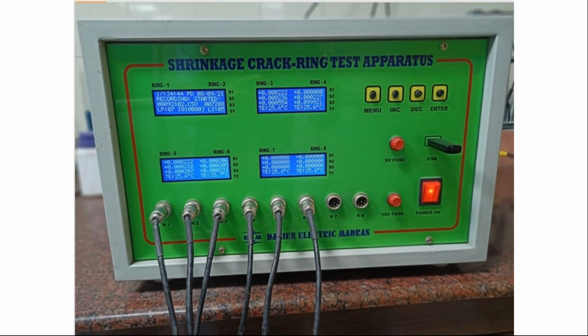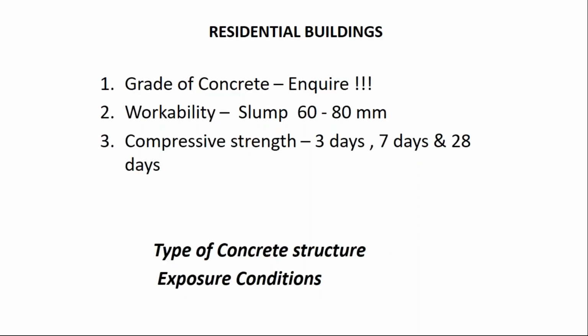So this is the shrinkage ring, crack ring test apparatus. So these are some of the durability tests. You would have seen that when we look at concrete, we are looking at compressive strength, we are looking at workability, we are also looking at durability as the major criteria.